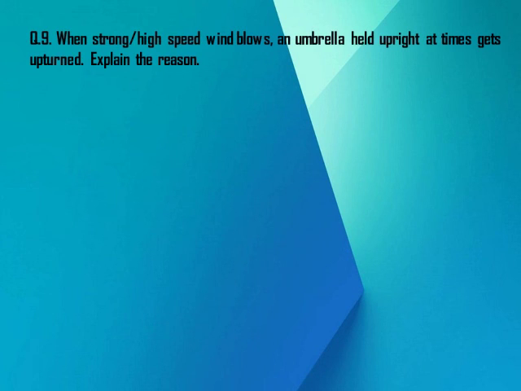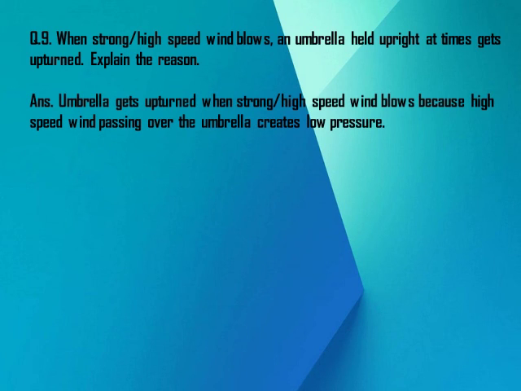When strong or high-speed wind blows, an umbrella held upright at times gets upturned. Explain the reason. The umbrella gets upturned when strong or high-speed wind blows because the high-speed wind passing over the umbrella creates low pressure.